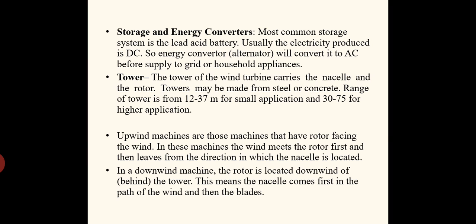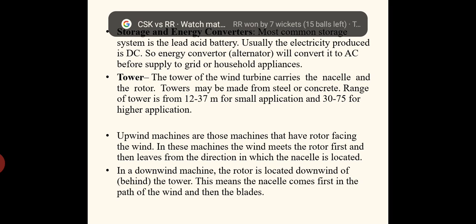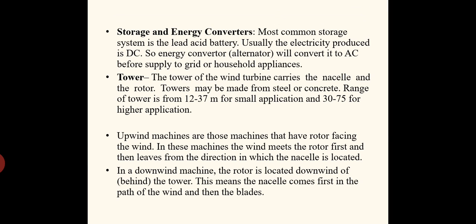Usually the electricity produced is DC, so energy converters will convert it to AC before supply to the grid or household appliances. That we have seen in the case of solar also. So usually the energy produced will be DC, direct current. Before giving it to the household appliances or to the grid, we have to convert it into AC. That is being done by the energy converters or alternators.